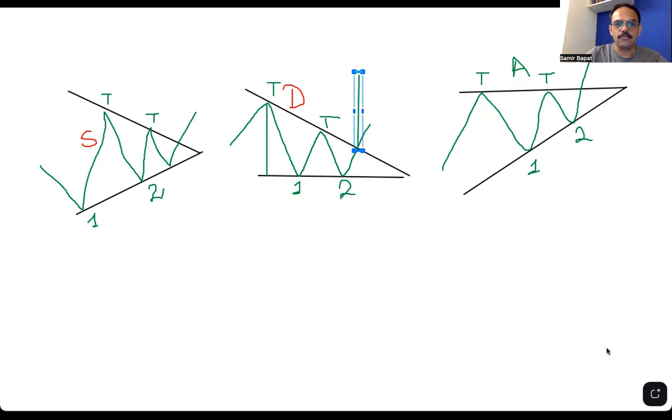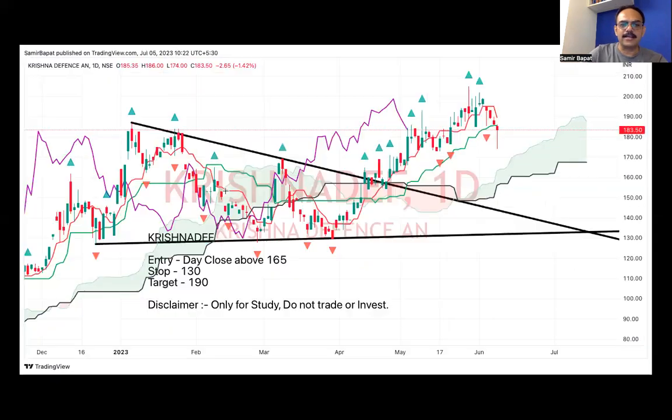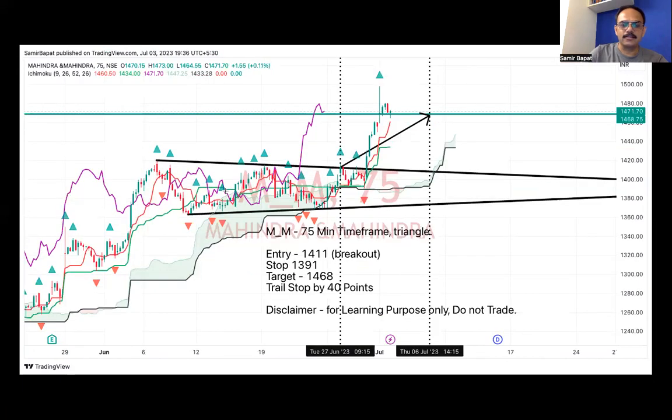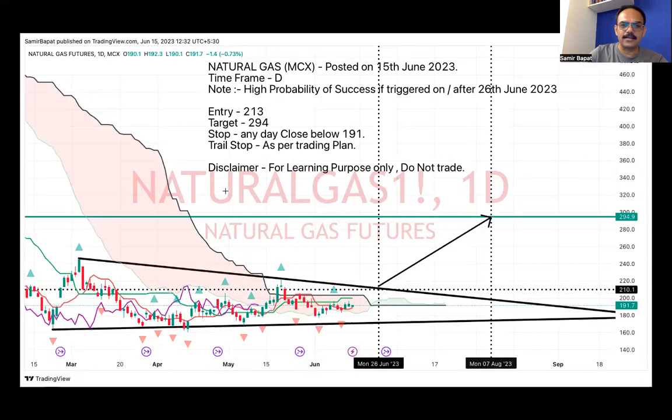So here we have the samples. This is a descending triangle, again a descending triangle. This is again a descending triangle. This is a descending, only symmetrical triangle.